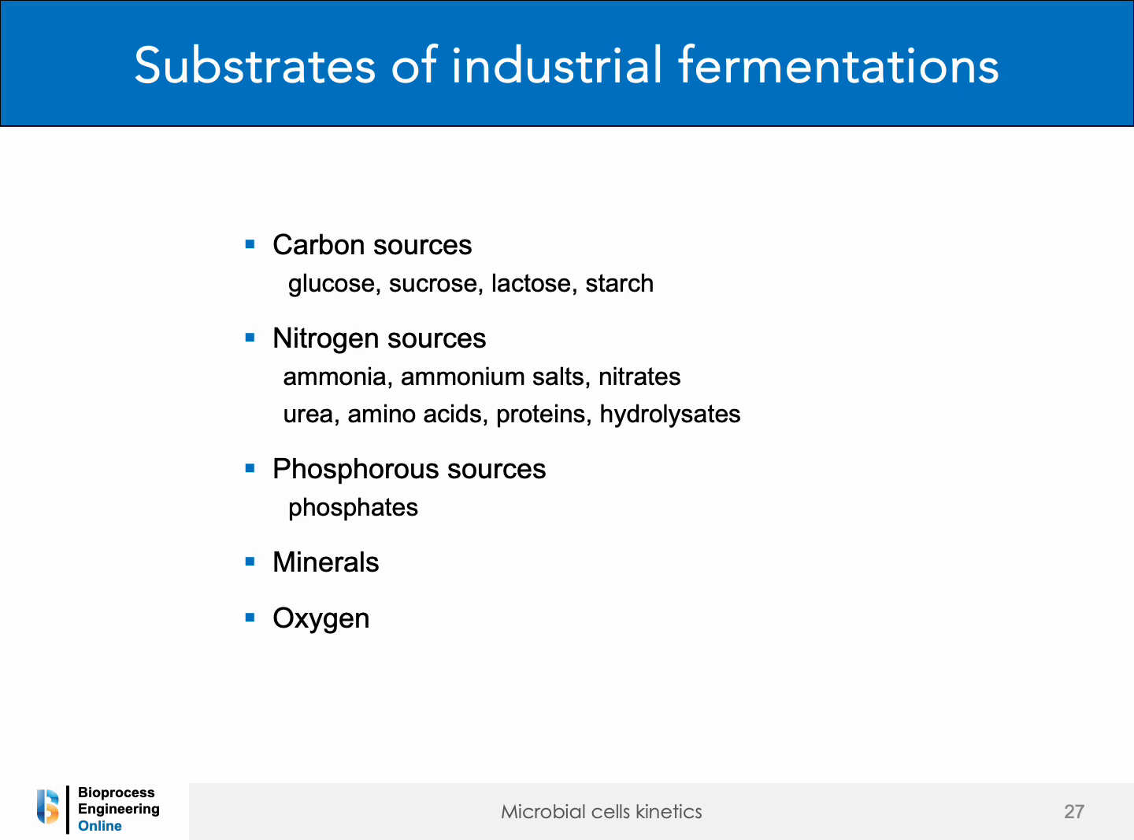Industrial fermentation media provide the essential nutrients required for microbial growth and metabolism. These nutrients include carbon sources: glucose, sucrose, lactose, starch; nitrogen sources: ammonia, ammonium salts, nitrate salts, urea, amino acids, protein hydrolysates; phosphorus sources: phosphates; and minerals. In microbial fermentation kinetics, the primary focus is on the consumption rate of the carbon source, typically sugars. For aerobic fermentations, oxygen consumption is also a key parameter to evaluate.